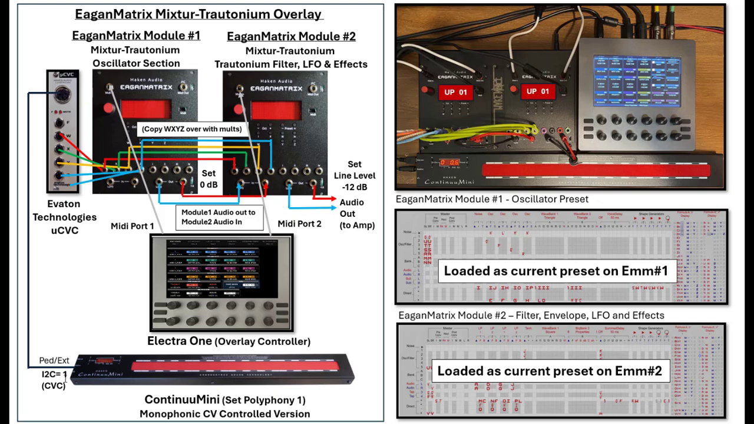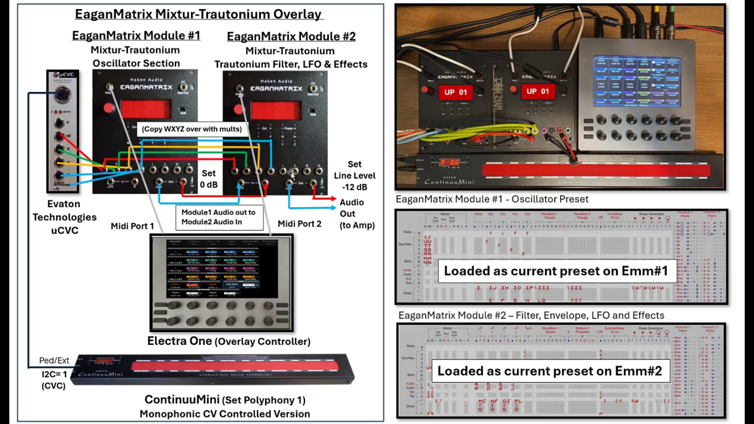The Continuum Mini in this case controls an Expressive Technologies UCVC. We only need 1 channel of WXYZ-CV control for this because the Trautonium is a monophonic instrument, even though with overtones it will sound polyphonic. So we'll control the first module's WXYZ-CV inputs with the UCVC, and we'll copy those over to the second module's WXYZ-CV inputs because the second preset requires some control as well.